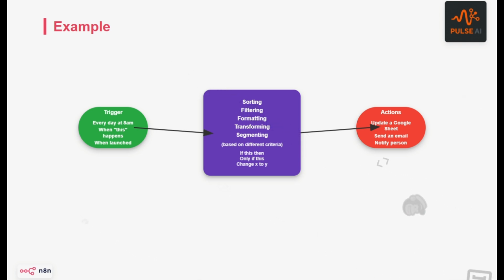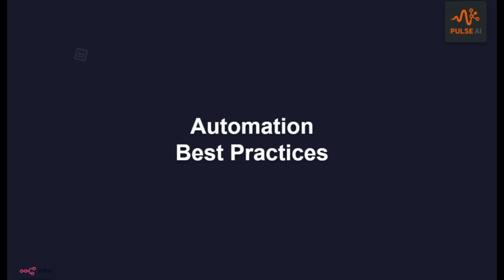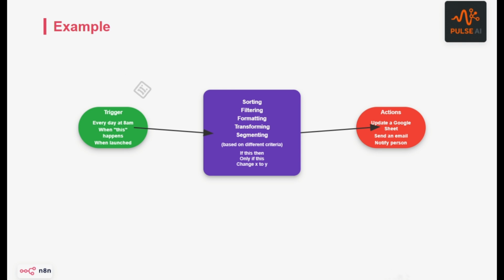I'd like to quickly cover some automation best practices. They're going to start with the trigger. So the trigger is what starts or launches the workflow. It could be every day at 8 a.m., or when this happens, or when launched manually. Then we're going to be either sorting, filtering, formatting, transforming, or segmenting the data.